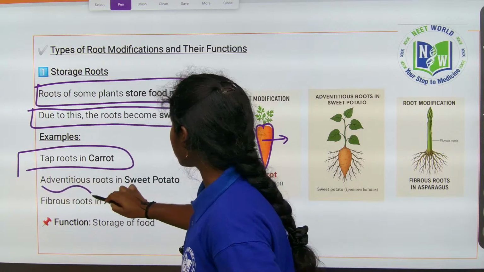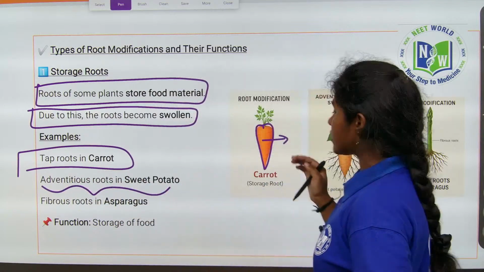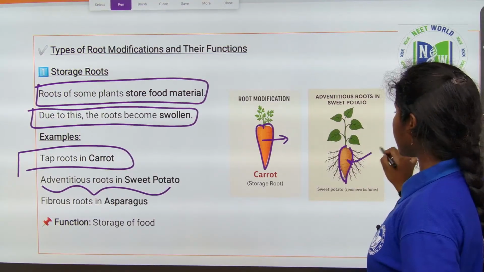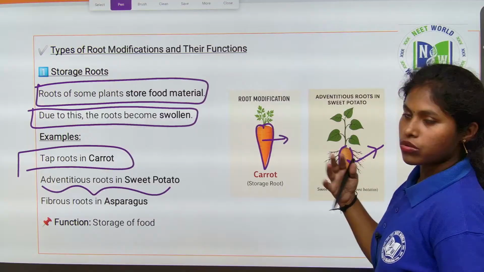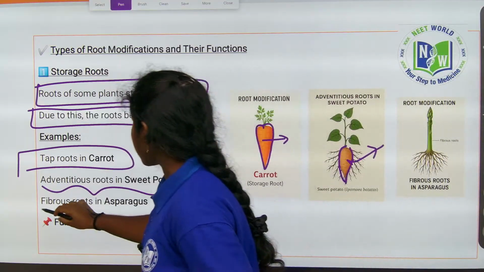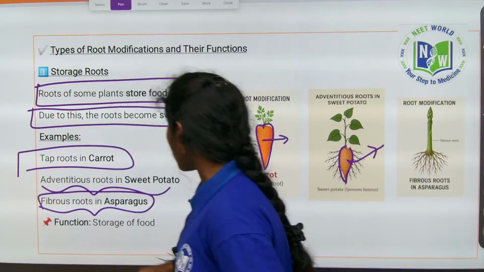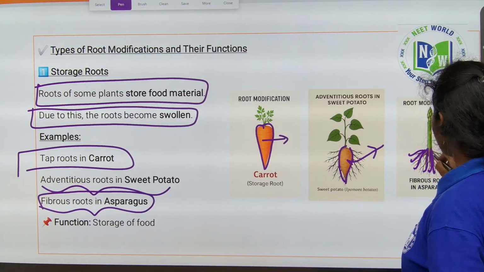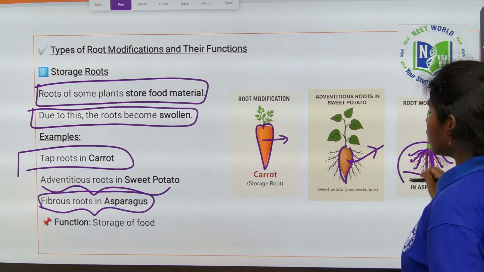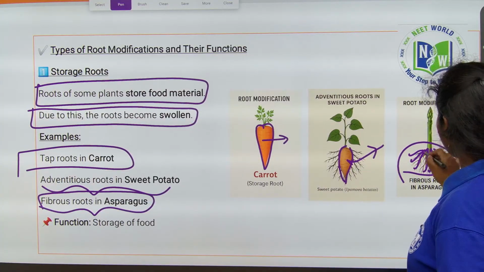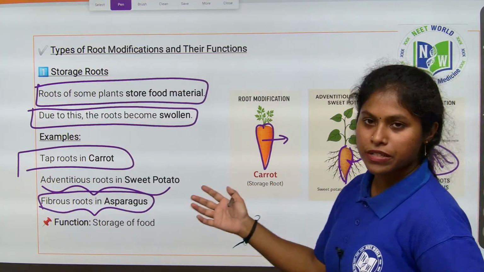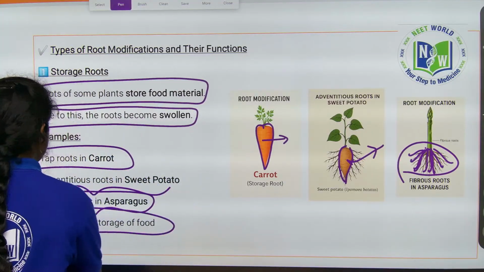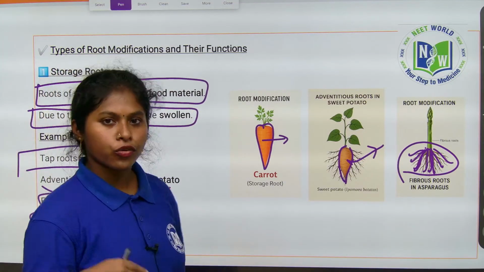Coming to the adventitious roots in the sweet potato. From the base of the stem, the sweet potato roots are arising. So it is also an example of the storage roots. Next, coming to the fibrous roots in asparagus, mineral nutrients will also be stored in the roots. Numerous roots arise, so these exhibit the adventitious roots. So the function of the storage roots is storage of food materials. This is the first type of root modification.